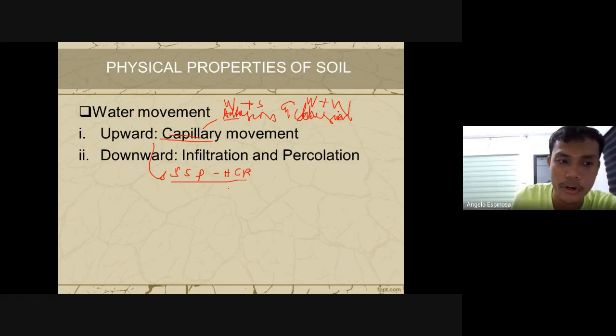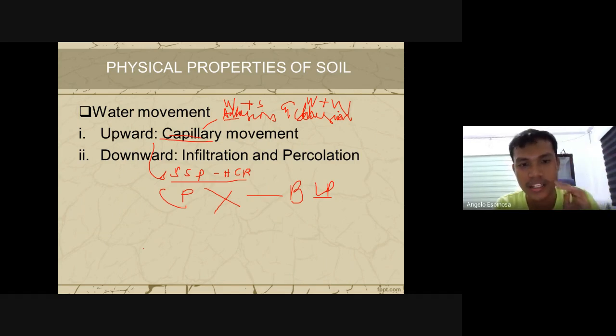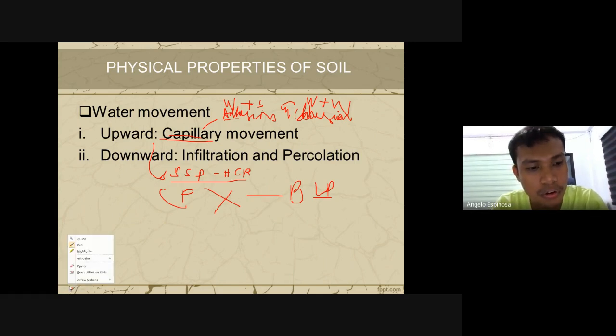Capillary pores in soils are not continuous but are broken by large pores. So that is the upward capillary movement. Now let's go to the downward movement or infiltration.